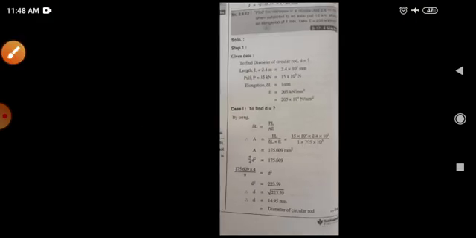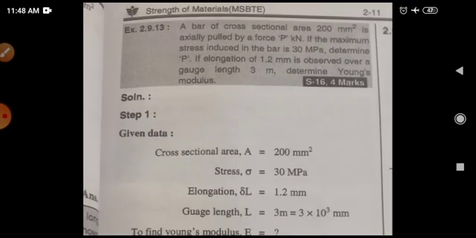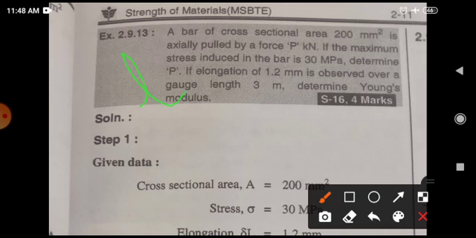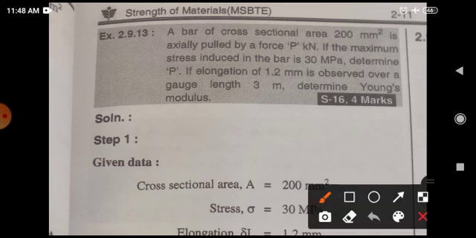Now this is another problem. A bar of cross section area 200 millimeter square is axially pulled by force P kilonewton. If the maximum stress induced in the bar is 30 megapascal, determine P if elongation is 1.2 millimeter, observed over a gauge length of 3 millimeter. Gauge length means capital L, so don't get confused. Gauge length is nothing but the original length.